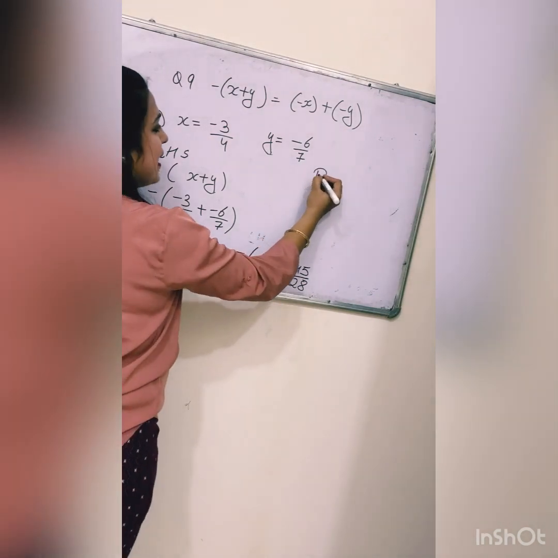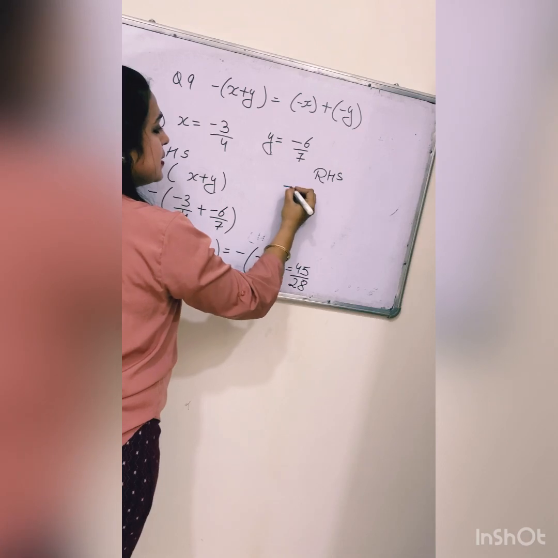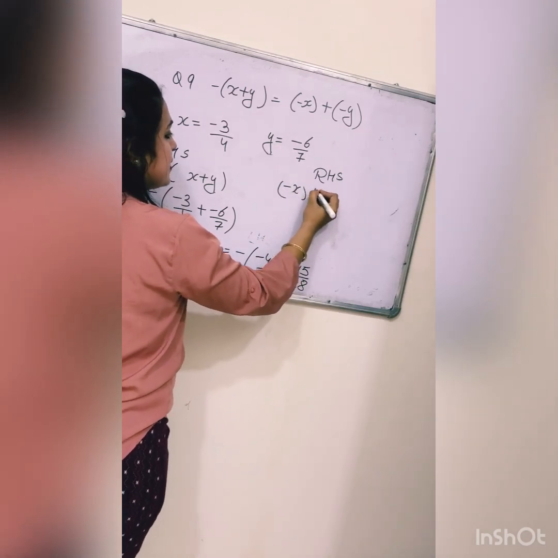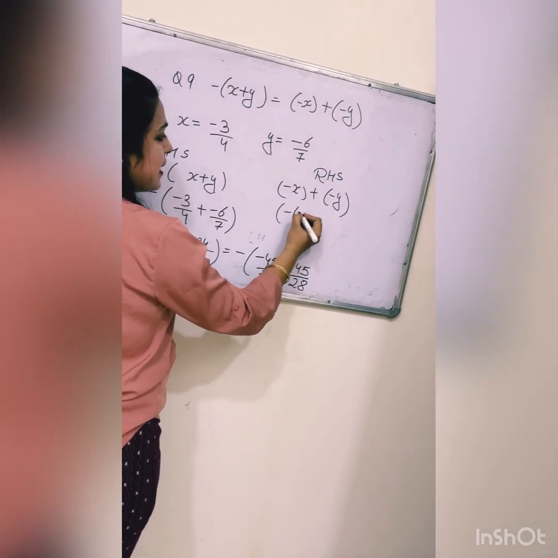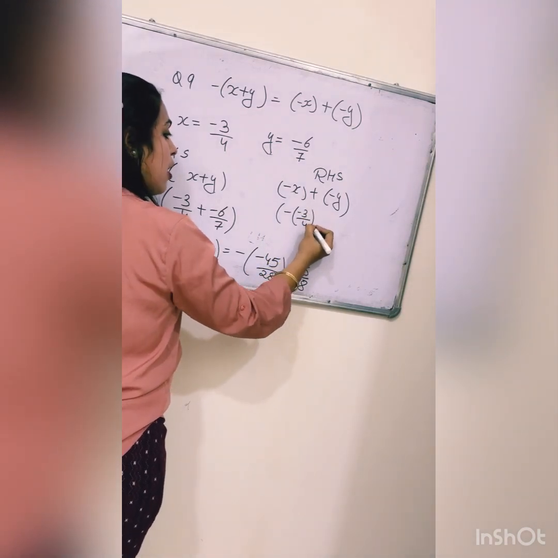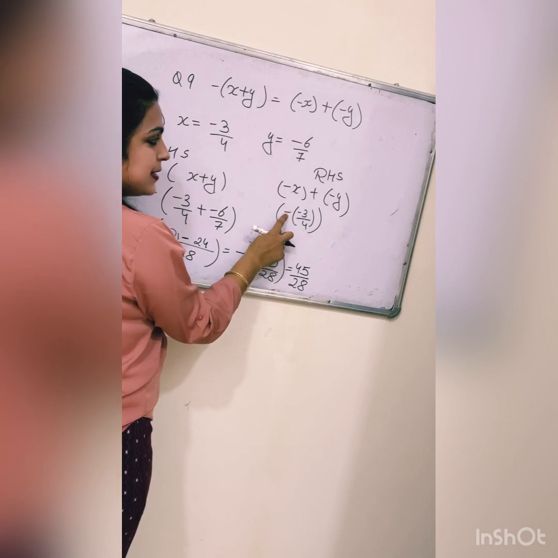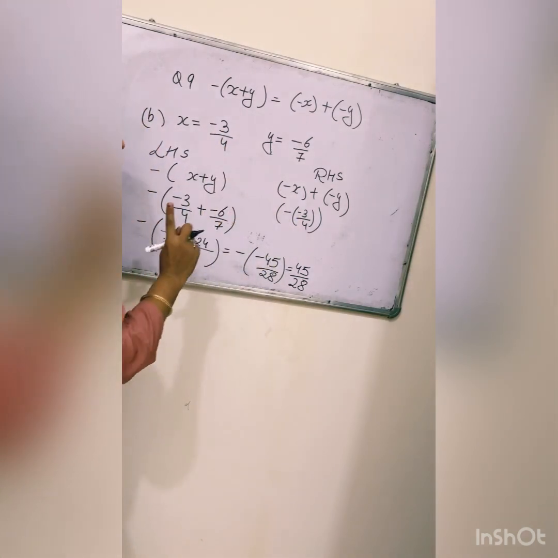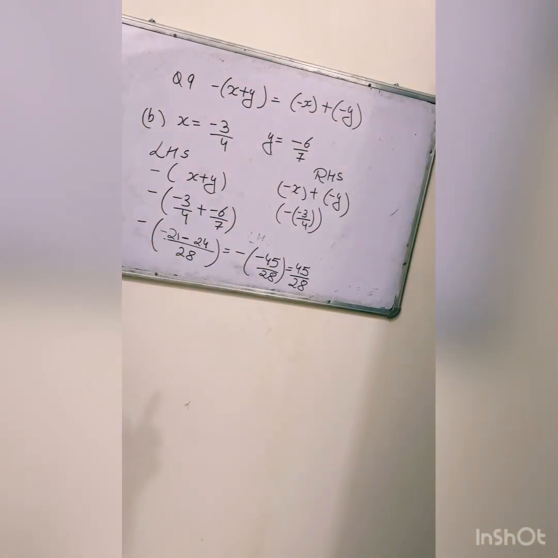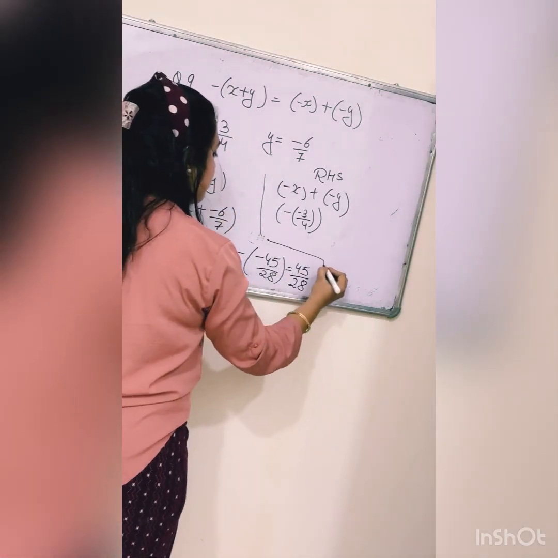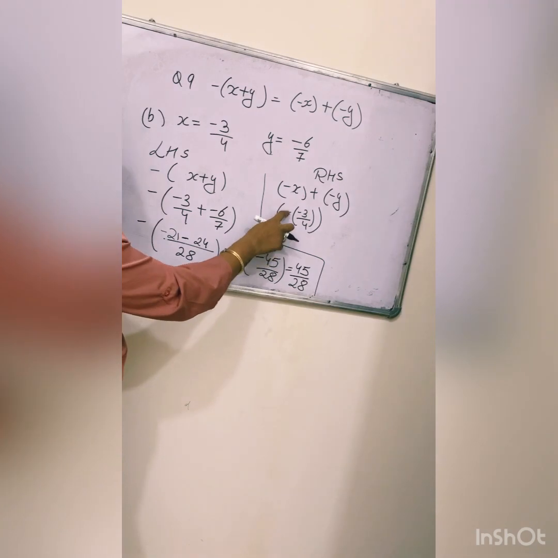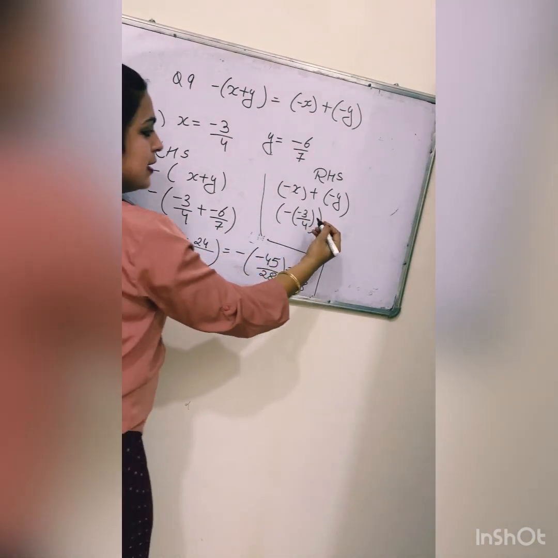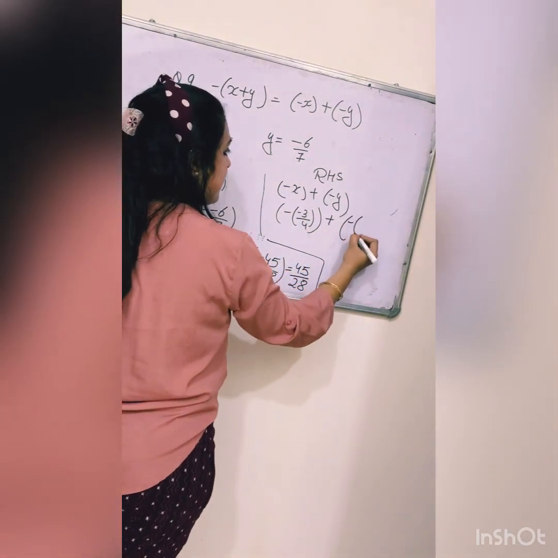Coming to the right hand side, RHS is minus x plus minus y. At the place of x I am putting the value. Now because here there is a minus and in x also there is a minus, that's why I put the bracket. Okay, so there is no confusion, that's why we have put one extra bracket here, because x has a minus sign and here also there is a minus sign. Similarly, we'll write in y.